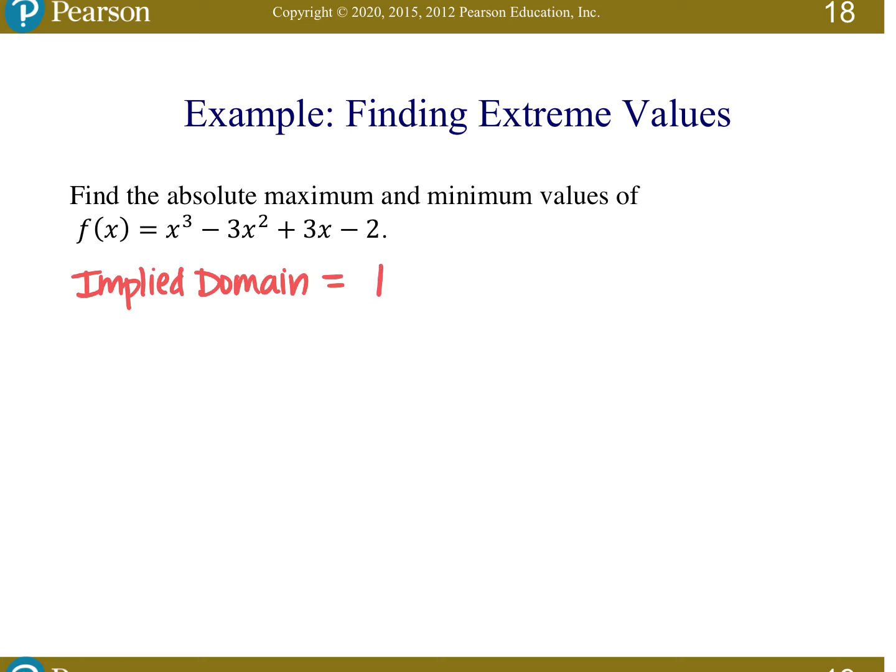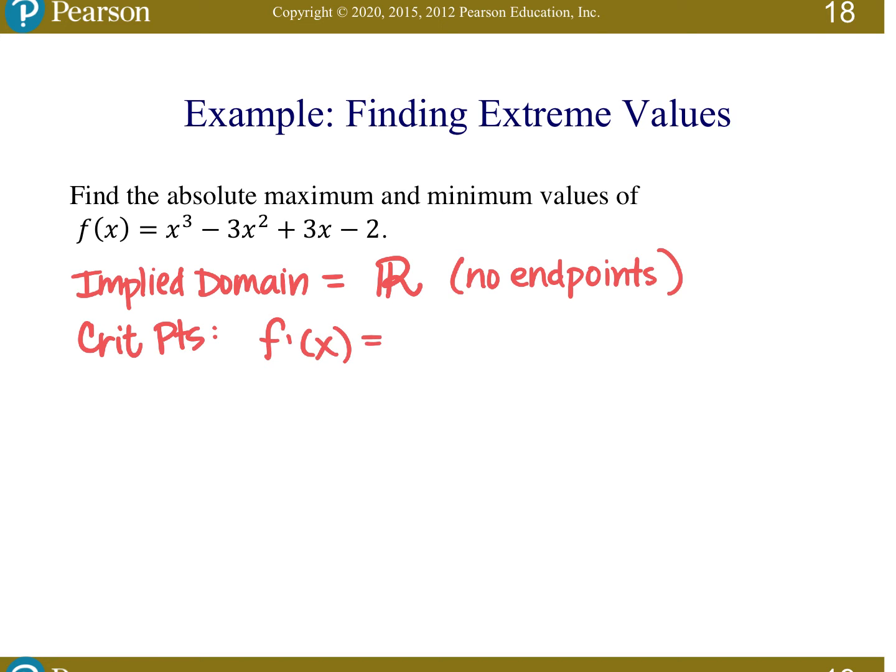So my domain is all real numbers, which means I have no endpoints at all. And I don't have to worry about endpoints because all real numbers never end. Okay, there is no endpoint. So then I can go straight to critical points. And the critical points will be the derivative.